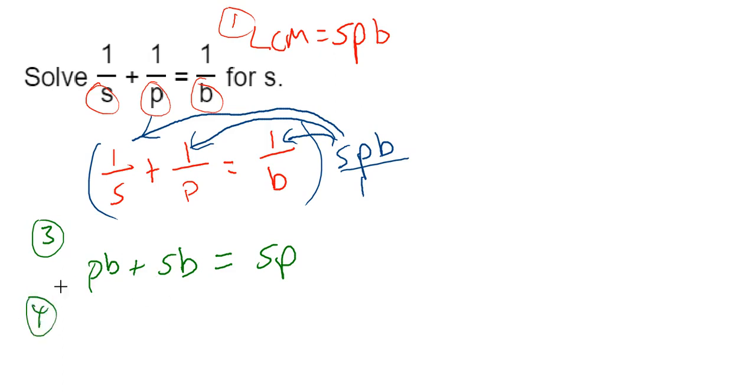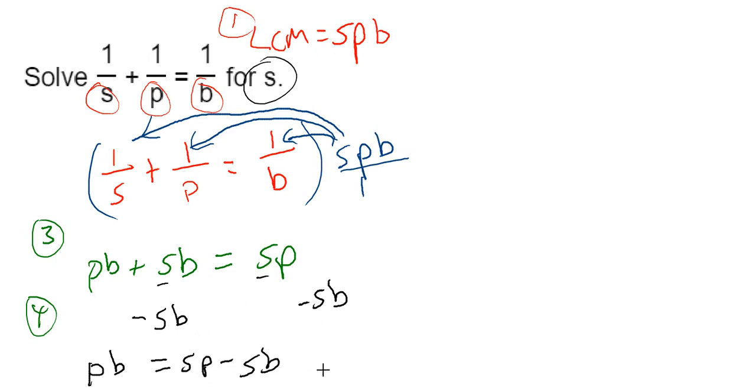And then step 4 is to solve this, and we're being asked to solve it for S. So we're actually in the same boat we were just in on the last problem. We have S on two different sides of our equation. There's only two sides, but we have S on both sides, is probably the better way to say that. And so we're going to move to get all of the S's together on the same side of the equation. So minus SB over to the right-hand side. So we'll have PB equals SP minus SB.